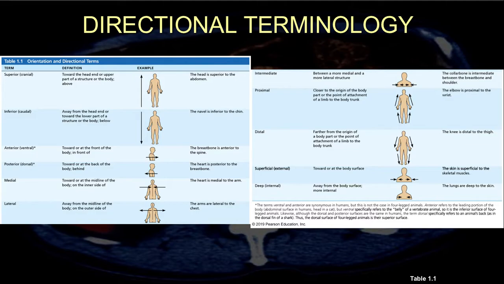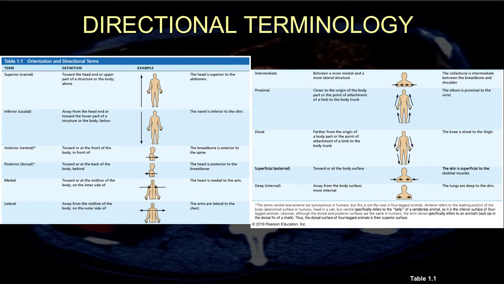All right, proximal and distal. These are the two that usually give people problems. The thing to remember with proximal and distal is that you use them when you're talking about limbs. So arms and legs, proximal and distal. Proximal is closer to the trunk, to the body. Distal is farther away. It's a farther distance away.